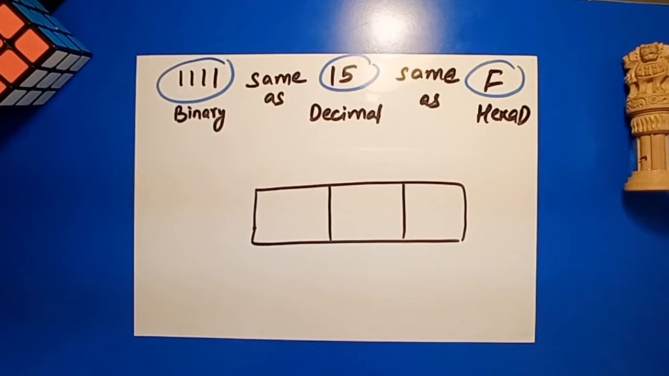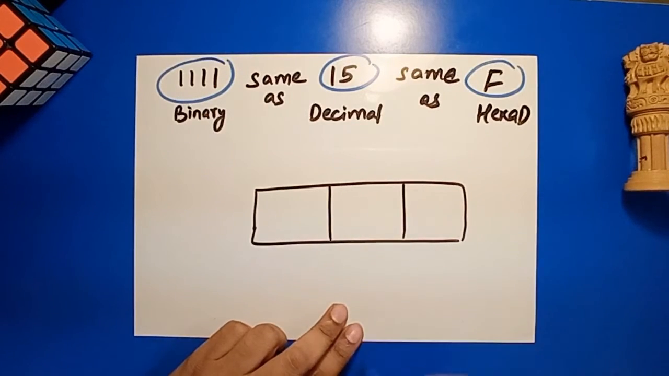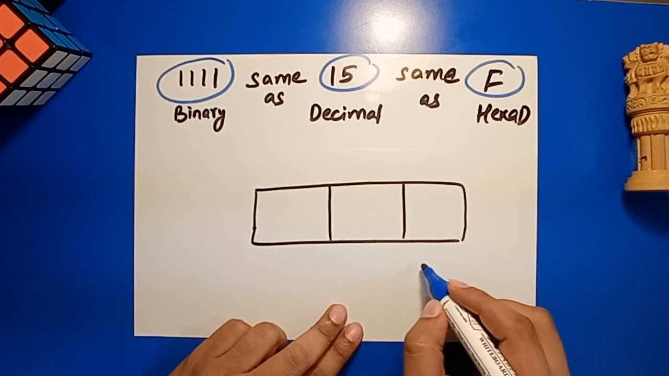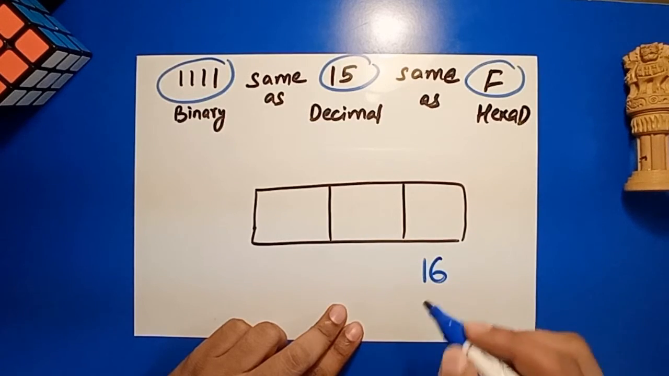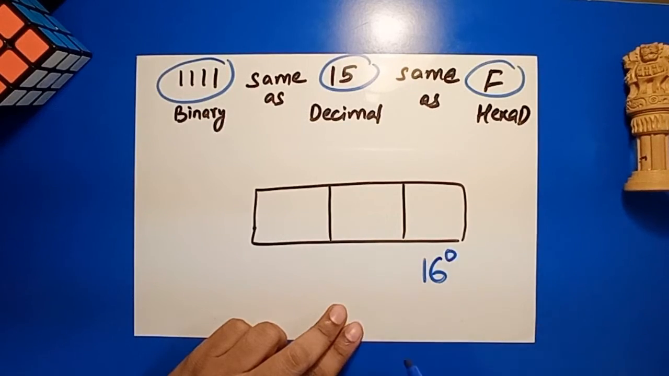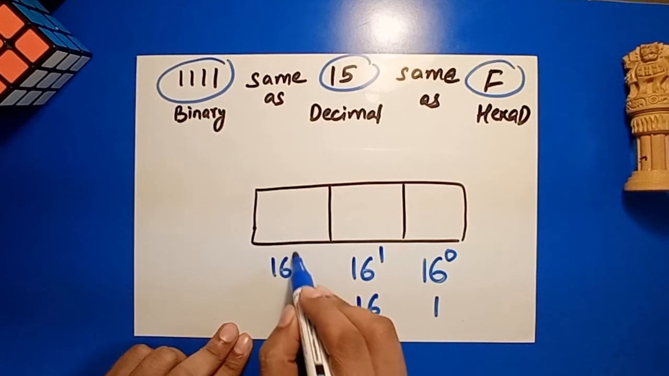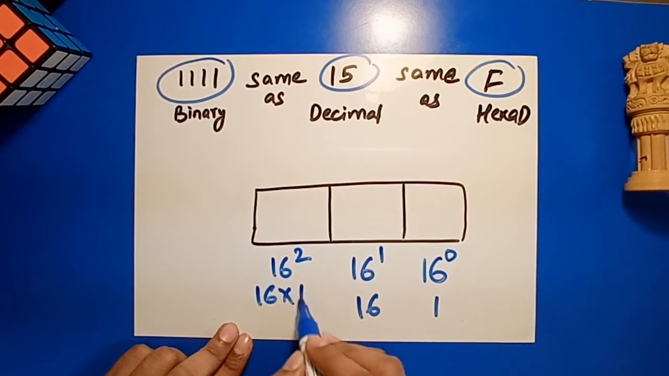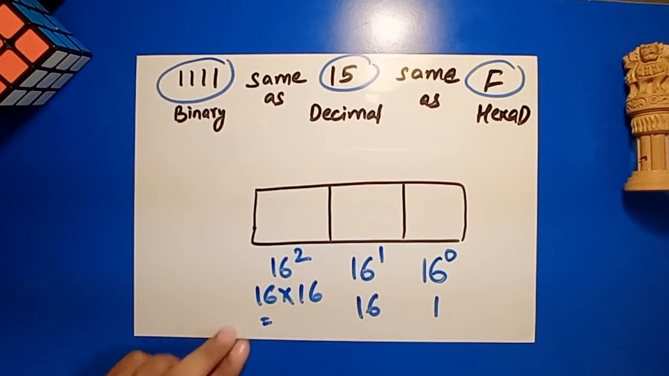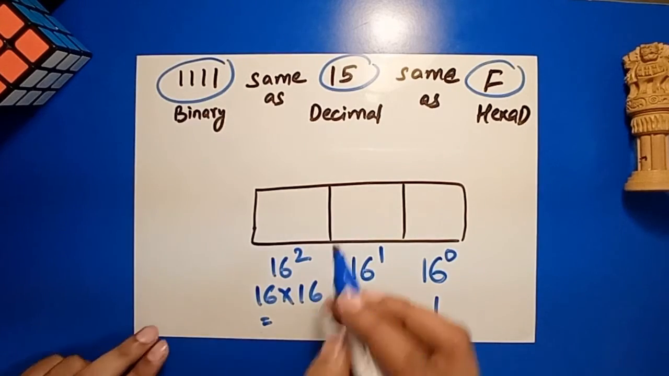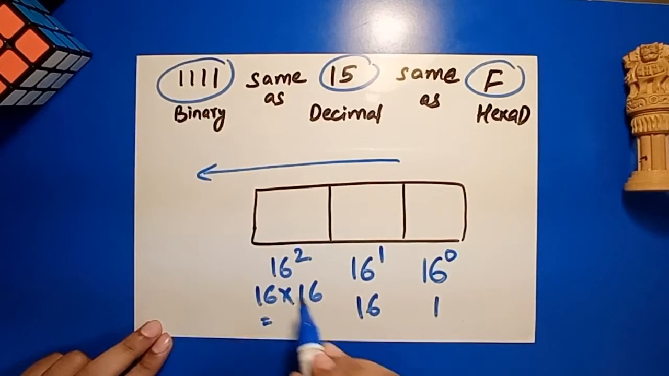Now let's do some examples. In hexadecimal there are 16 digits. So what will be the powers to calculate the place value? 16 power 0, which will be 1. Anything raised to the power of 0 is 1. 16 power 1 is 16. 16 power 2 is 16 multiplied by 16. You can calculate. Like this, the place value will increase in a hexadecimal system.